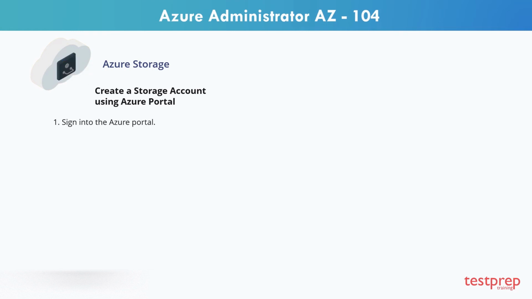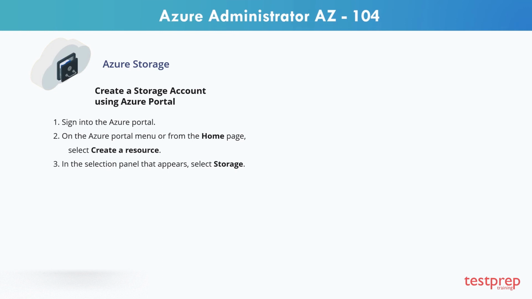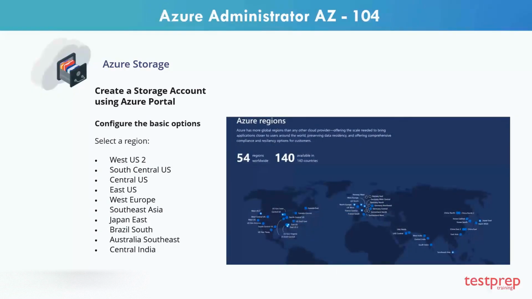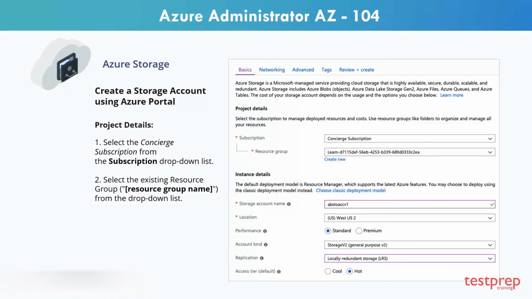Let's now create a storage account using Azure Portal. 1. Sign into the Azure Portal. 2. On the Azure Portal menu or from the home page, select Create a Resource. 3. In the selection panel that appears, select Storage. 4. On the right side of that pane, select Storage Account. Let's now configure the basic options. First, select a region. Under Project Details, select the Concierge subscription from the subscription drop-down list. Then, select the existing resource group from the drop-down list.